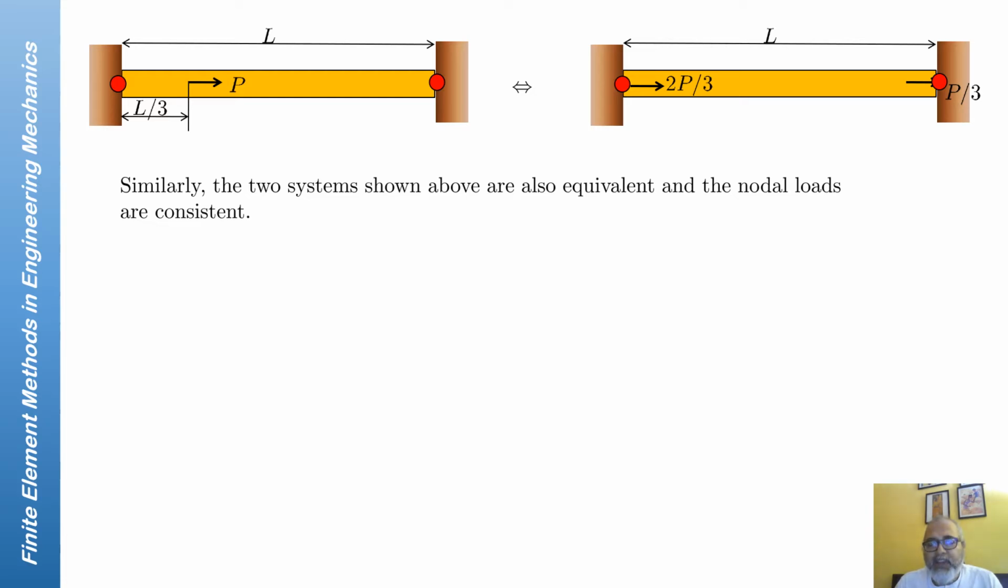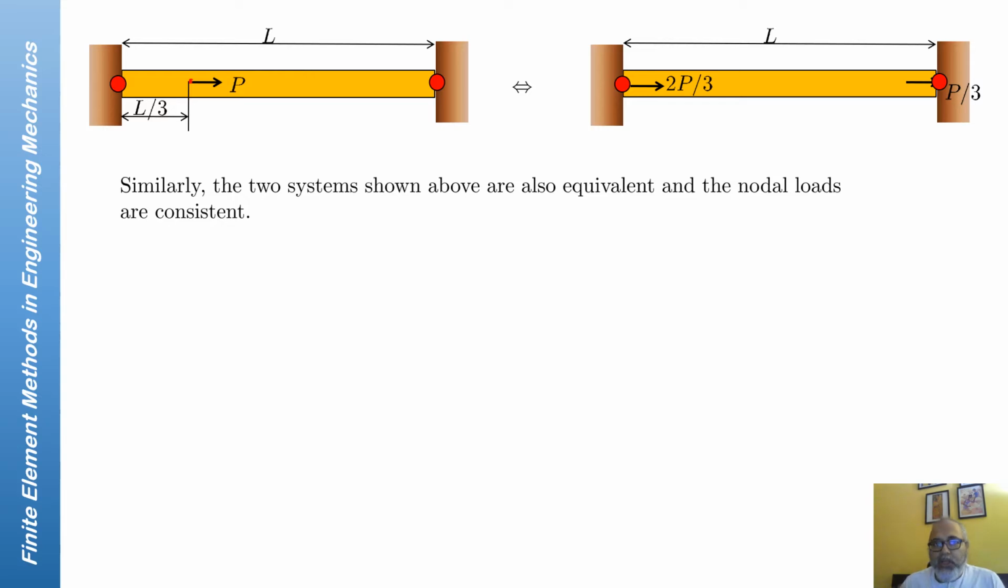Now, this is another example where a concentrated load is applied somewhere in the middle, at a distance L by 3 from node number 1, and then you can apportion this load again as 2P by 3 and P by 3. This would also be a consistent system. This is a consistent apportioning of the load, because again the reaction forces would come out to be the same in the two problems, though bending moments, etc., in this beam may not be the same as in this beam.